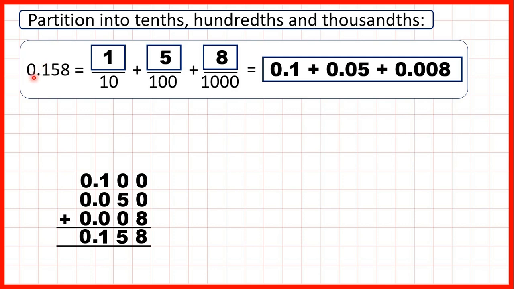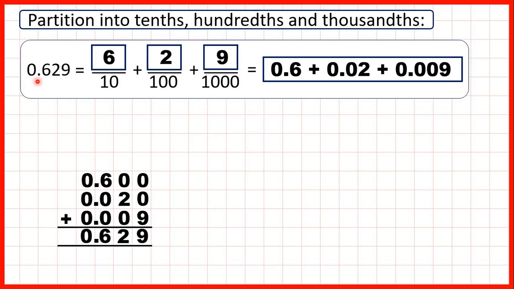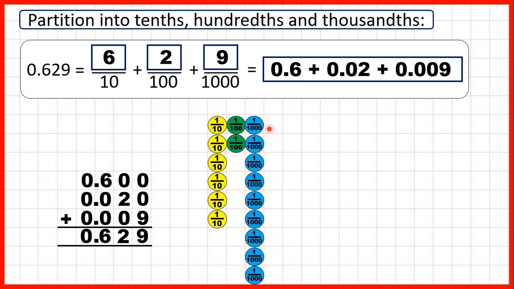Let's have another look at this first question. 0.158 is 1/10, 5/100ths and 8/1000ths, so we can show the partition using place value counters as well. And for 0.629, we had 6/10ths, 2/100ths and 9/1000ths.